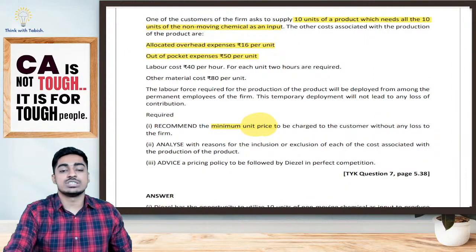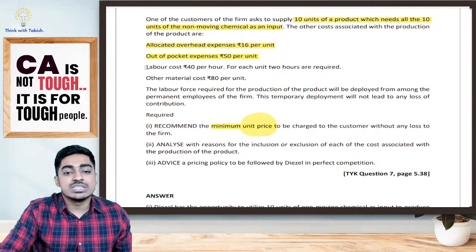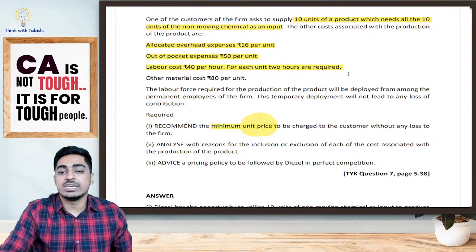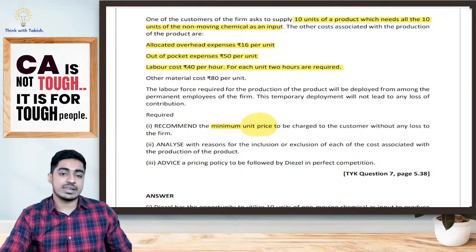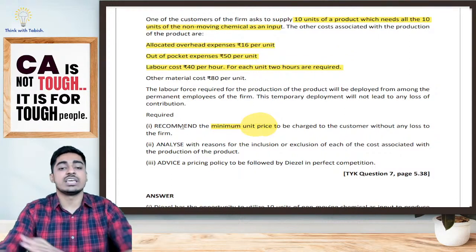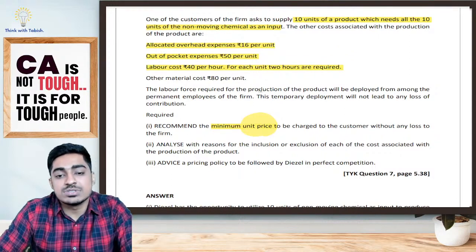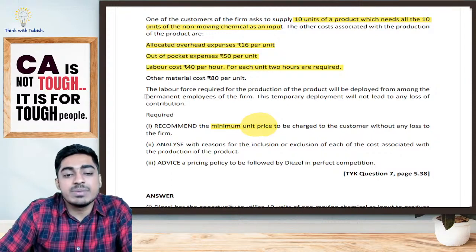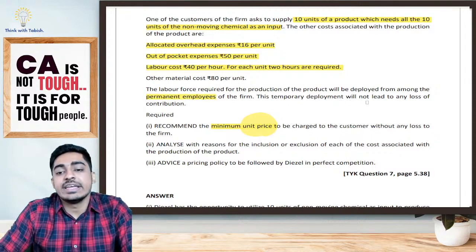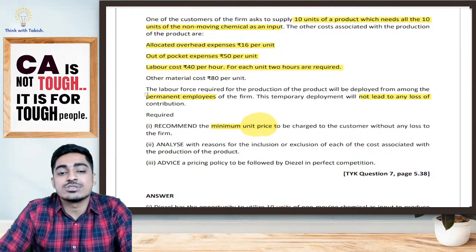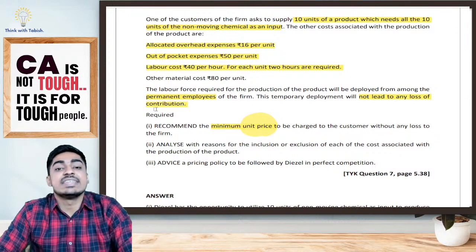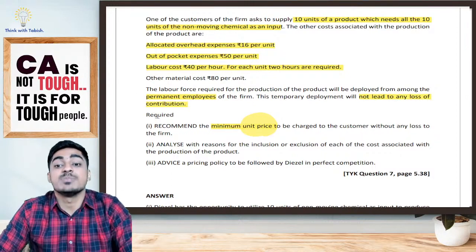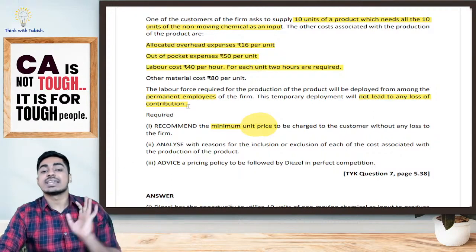Now, what more is the question telling us? Labor cost is 40 rupees per hour. For each unit, 2 hours are required. What is the question telling about the labor? Labor force is taken from the permanent employees and it will not lead to any loss of contribution. That means there is spare capacity. Employees are lying idle.